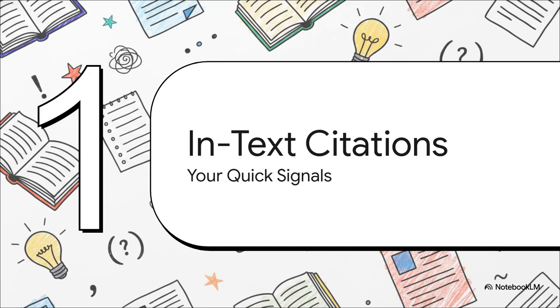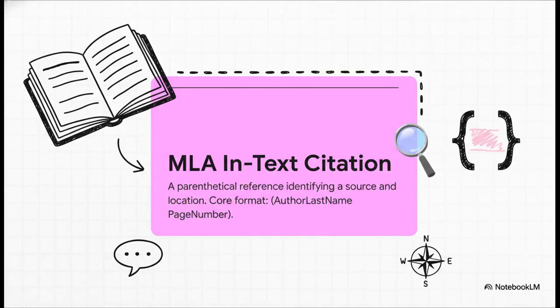Getting the hang of the in-text citation is really the first half of the puzzle. At its heart, an MLA in-text citation is just a quick little note in parentheses. Its whole job is to identify the source, usually with the author's last name, and point to a specific spot, like a page number. The default format, the one you're going to use most of the time, is simply author's last name, page number. That's it.